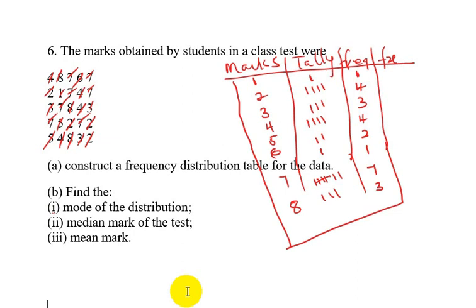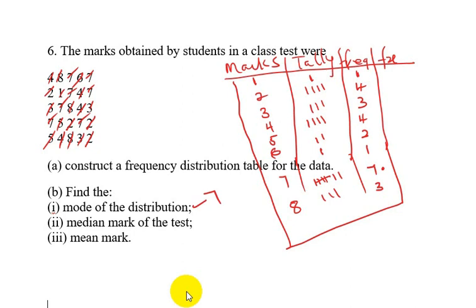Now this is the frequency distribution table that we are supposed to draw. Now we are supposed to find the mode, the most appearing number. We can see clearly from the tally that we did, or from the frequency side, 7 appears 7 times, right? So the most appearing number is 7, just like that.